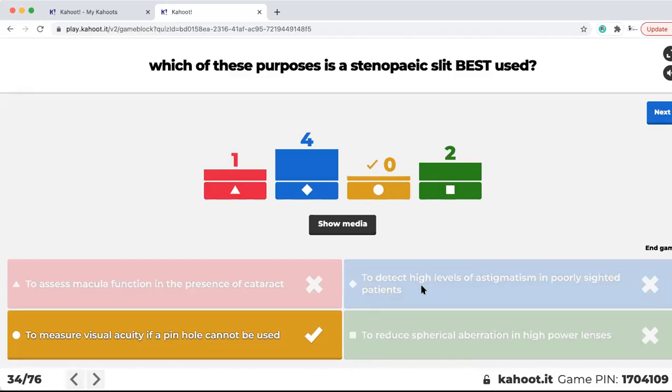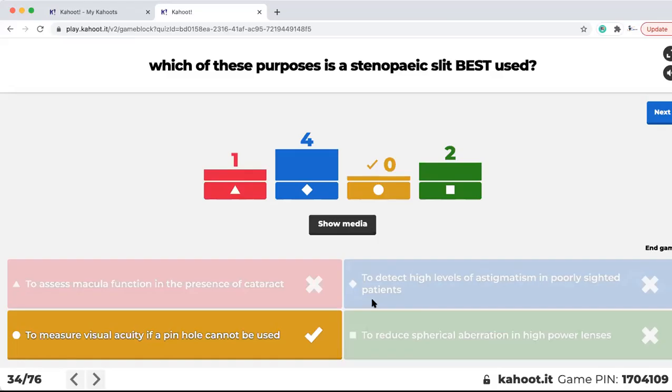But what happens if we have a poorly sighted patient? Please just concentrate on how the words are presented to you. To detect the high levels of astigmatism in a poorly sighted patient, the patient can have a problem with his vision refraction, like high astigmatism, as the question is mentioning, and also he could have a coexisting pathology, like cataract or age-related macular degeneration.